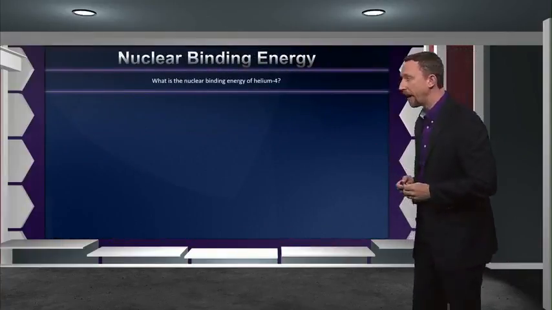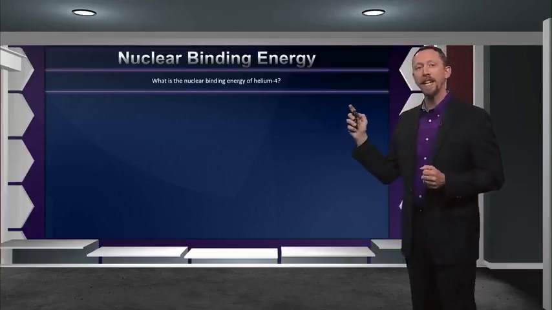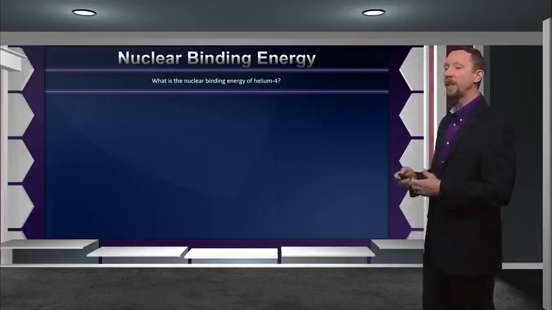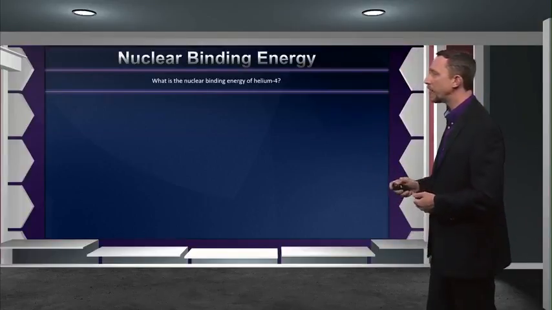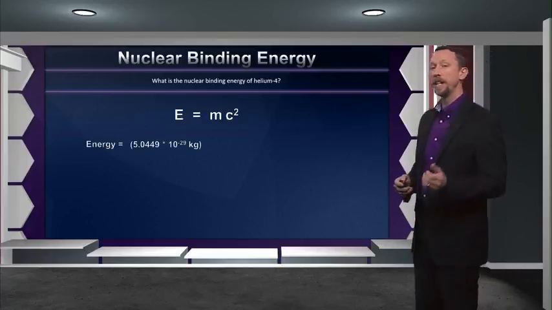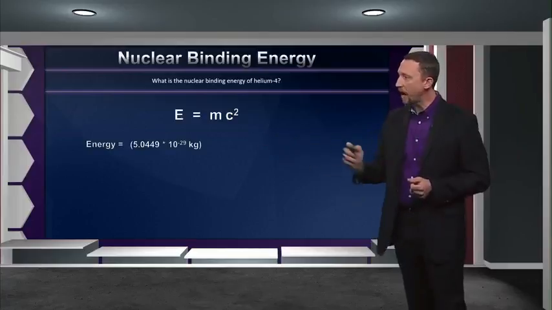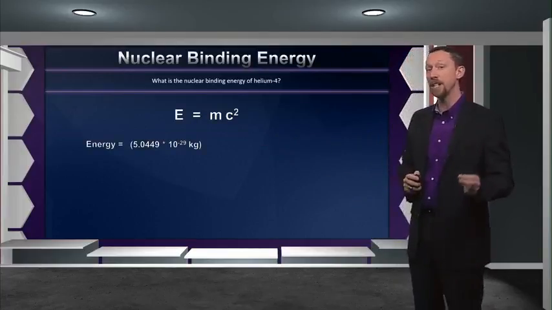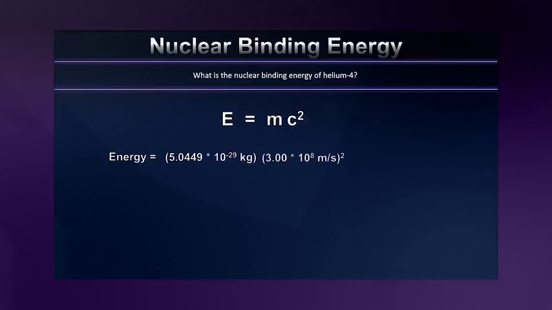So let's take that mass defect and from it determine the nuclear binding energy, or the total amount of energy that is released when helium-4 is formed from its constituent nucleons. Again, Einstein's equation. The energy is equal to its mass defect, which we calculated previously as 5.0449 times 10 to the negative 29th kilograms. I'll multiply that by the speed of light squared, and I get 4.534 times 10 to the negative 12th kilogram meter squared per second squared, which we all now know is equal to the same number of joules. So the nuclear binding energy is 4.534 times 10 to the negative 12th joules.